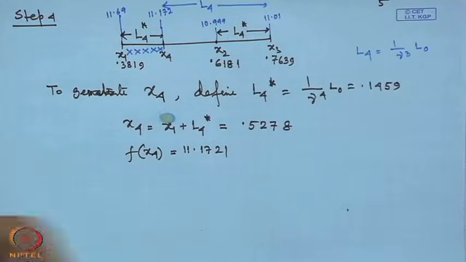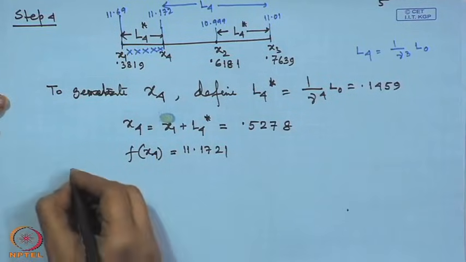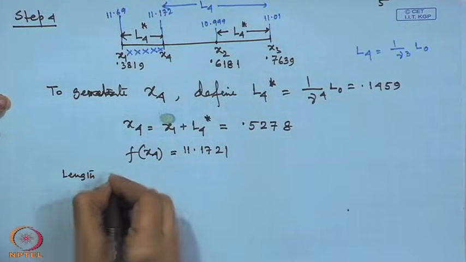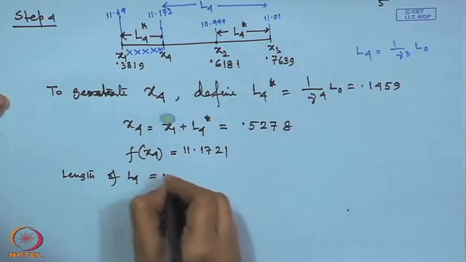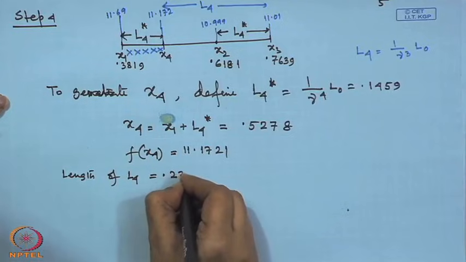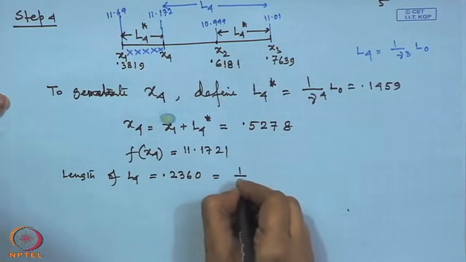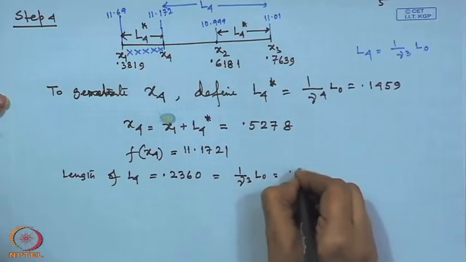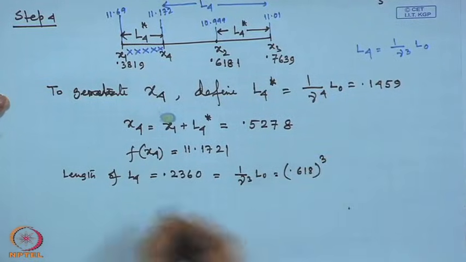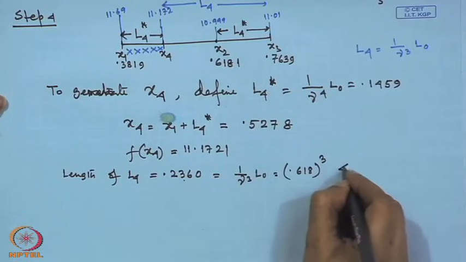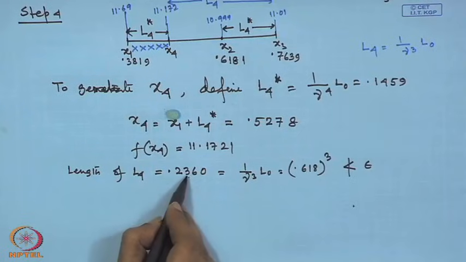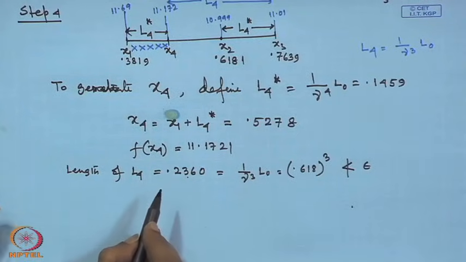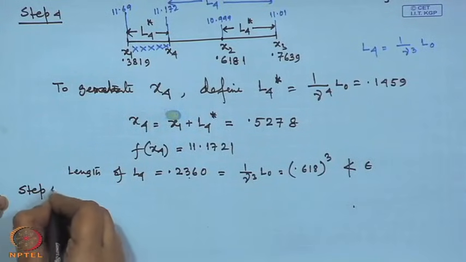Now, the length of L4 is equal to 0.2360, which is equal to gamma cube L0 rather, 0.618 to the power 3. This value is not less than epsilon, that is why we have to move to the next iteration again, because this length is not small enough to consider as a final interval of uncertainty. We are moving to the next step, step 5.